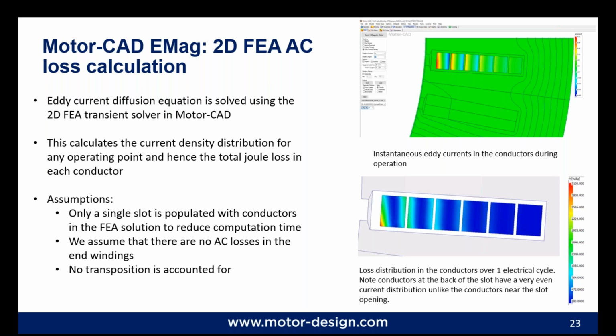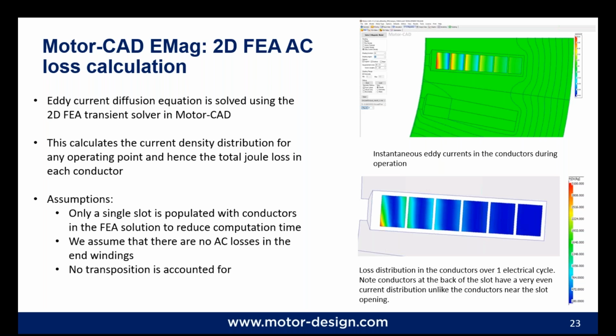Because it's a 2D solver, we assume that there's no AC losses in the end windings. And then the third aspect, we talked about transposition and how that can be used to mitigate the proximity effect. Well, we don't actually account for any transposition in the solution here. So we assume that the axial cross section, the radial cross section, is consistent as we move down the axial length of the machine.